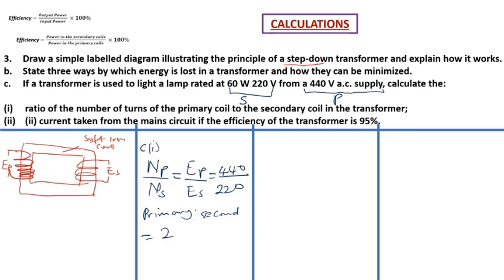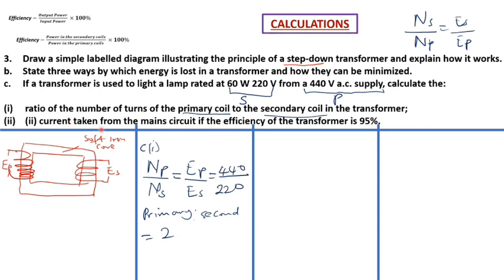So that's 2. Now remember, the ratio you were asked to calculate was the primary coil to secondary coil ratio in the transformer, not the turns ratio. If it had been the turns ratio, that ratio would be 1/2, because the turns ratio would be NS over NP, which is the same as ES over EP. So you're not asked to calculate the turns ratio. So 2.